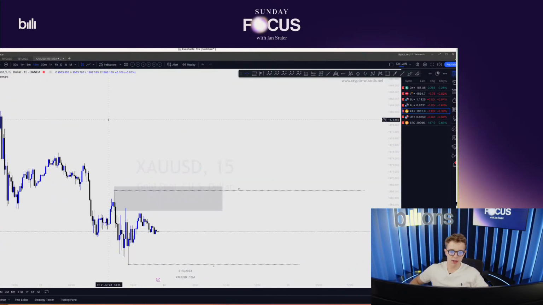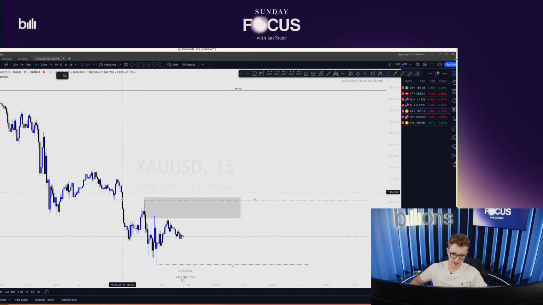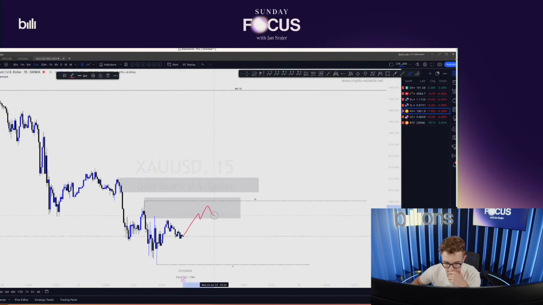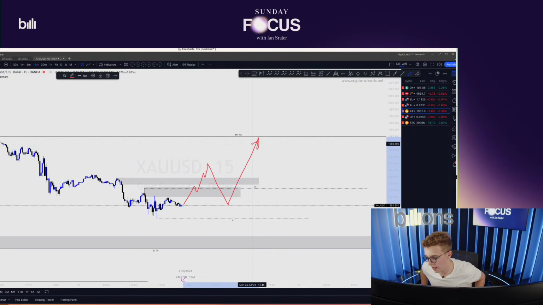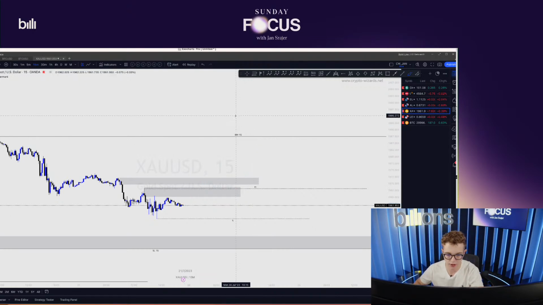So the plan is that once we reclaim this level here, this supply becomes very important. If we get something like this, which in my opinion is more likely, I'm looking for this zone down there. If not though, then I'm looking for reclaiming this level, hitting the demand that created this move to the upside, and then looking for the weak high up around 1985, let's say 1980-ish. That is my plan.